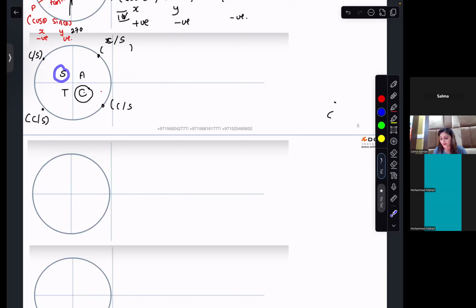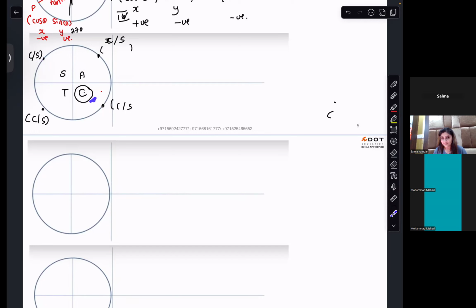In the second quadrant, sine is positive. X, Y. X is the cos, Y is the sine. X is negative, Y is positive. And in the third quadrant, only tan is positive. So what does the CAST rule say?